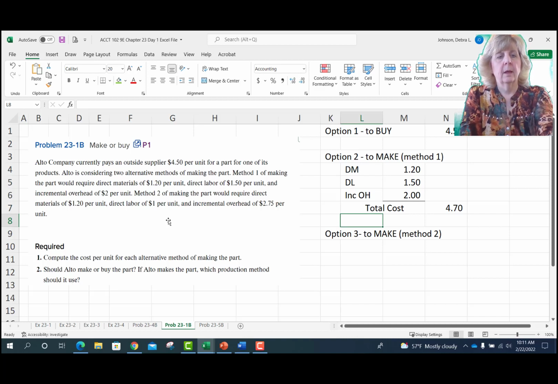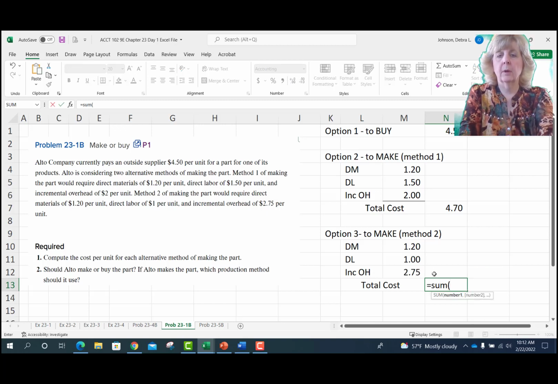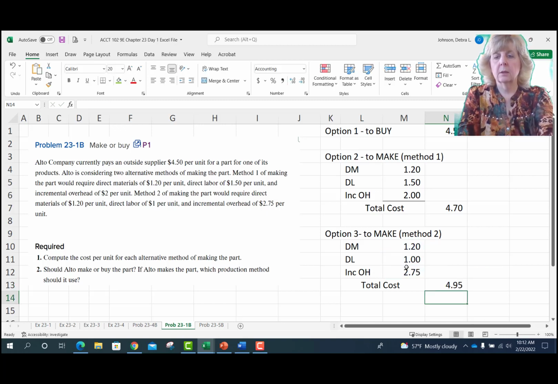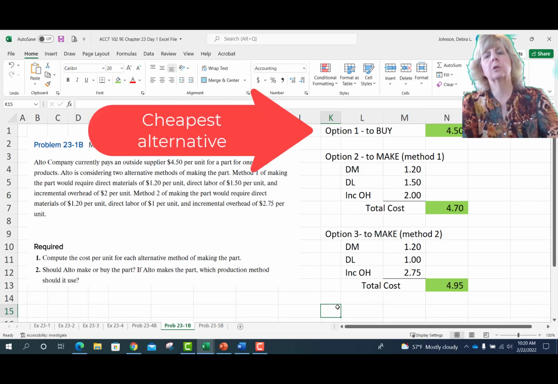So if they decide to make the part using the first method, the total cost would be $4.70. And then alternatively, if they decide to make the part, they could use a second method. So once again, we'll take a look at direct materials, direct labor, and incremental overhead. That was given at $1.20, $1, and $2.75. When we sum that up, sorry for the gardener suddenly appearing in the background, we'll get $4.95.